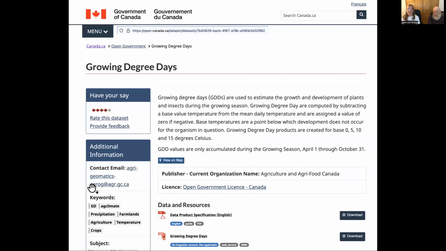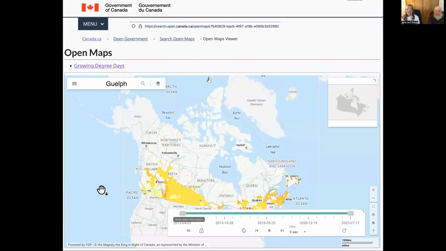And there's lots of it out there. Canada has growing degree days. The link will take you to this page and you click on view on map. And you get a map of Canada showing you by color code what growing degree days are in there, and you can then put in Guelph or your postal code.